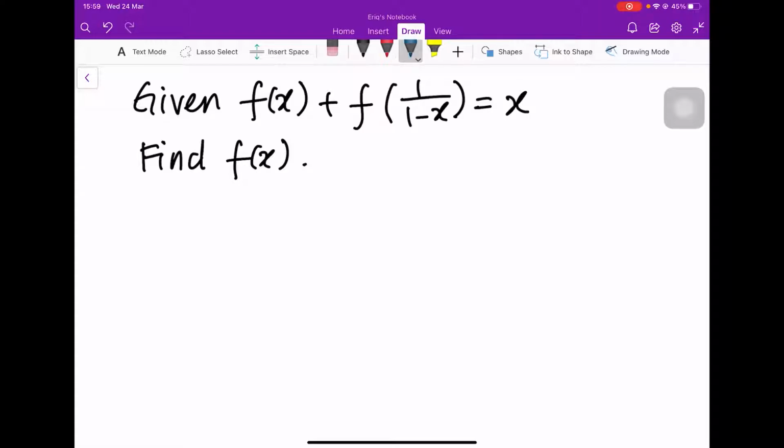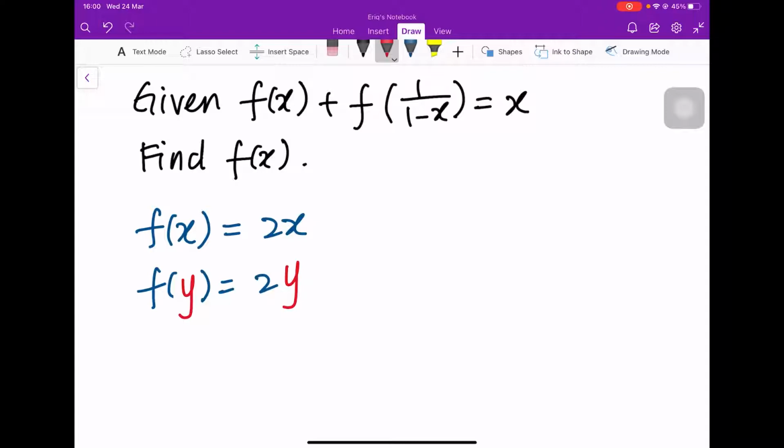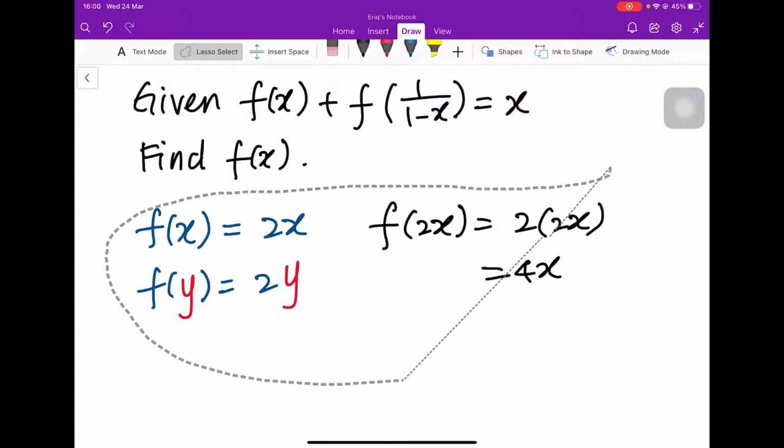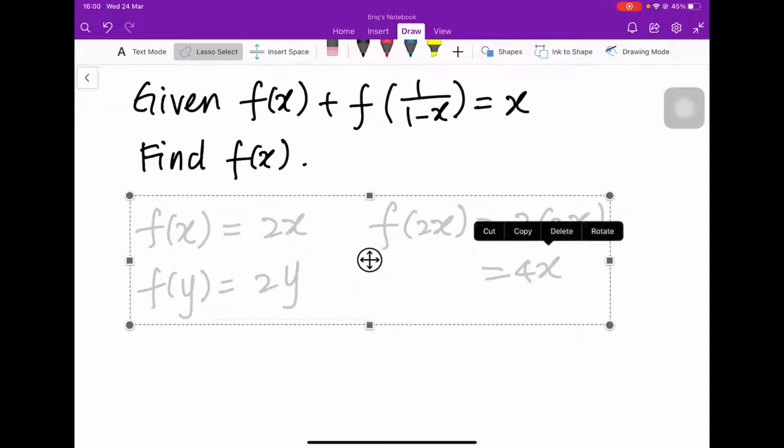So for example, if you have a function f(x) equal to 2x, and you plug in y, f(y) will just be 2y. These are properties of a function, just depending on what variable you sub into it. So if it is f(2x), it will just be 2 times 2x, which is 4x. This is a very simple concept that you have to understand before you go ahead and solve this functional equation. So that's the starter.